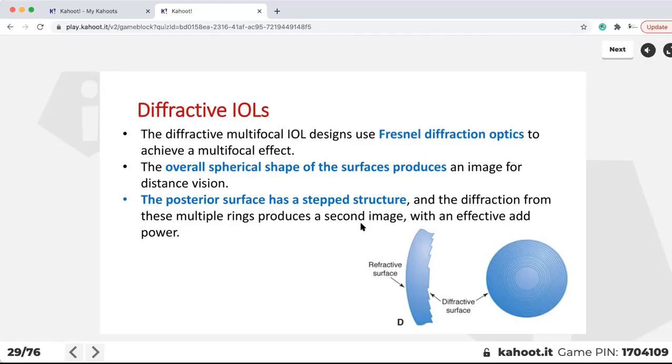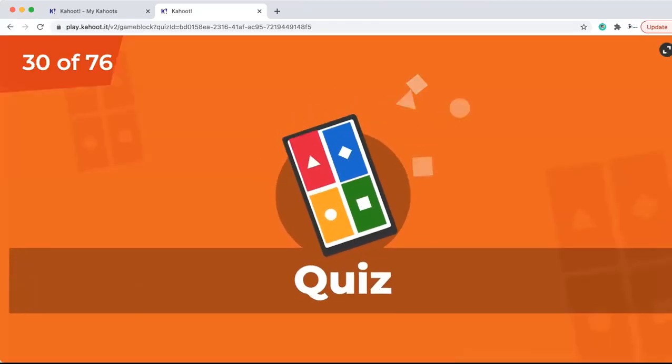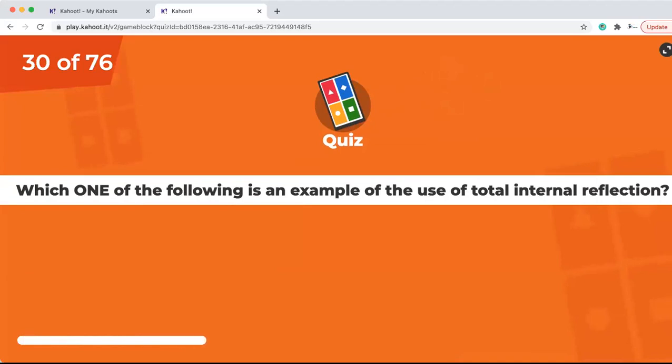This secondary image is the one responsible for the effective add power, making the IOL or the contact lens able to see the near. So it can see the near and it can see the far. And this is used for the design of the multifocal intraocular lenses. Okay, so let's move to the next question.